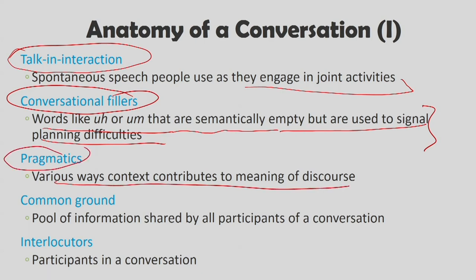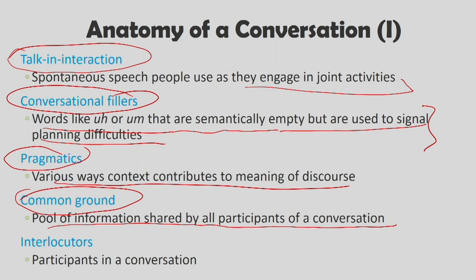And so, many of the content words in a conversation serve as indices to entities and events that the participants all know about. Now, when we are conversing, this conversation stands on something called the common ground. And what is common ground? Common ground is the pool of information shared by participants in the conversation. Most conversations actually use something called the common ground.